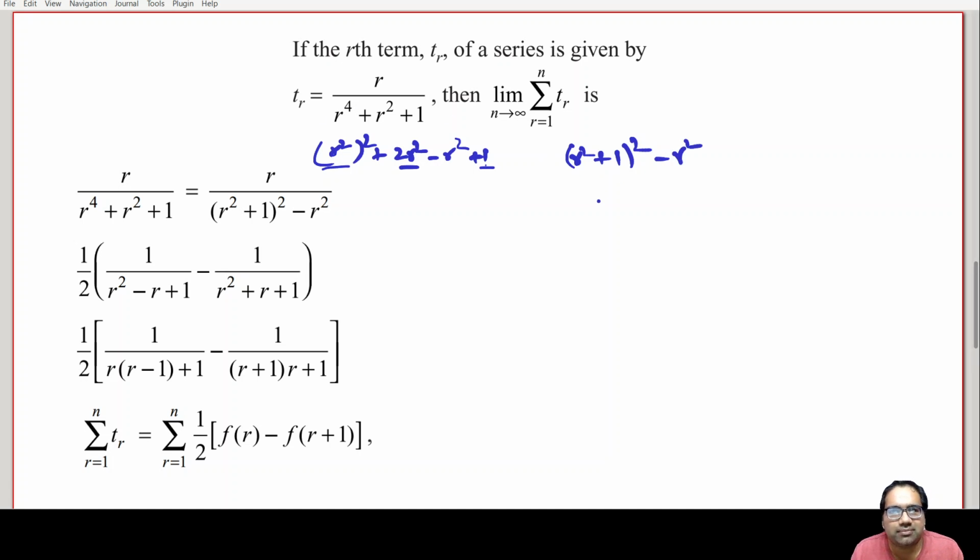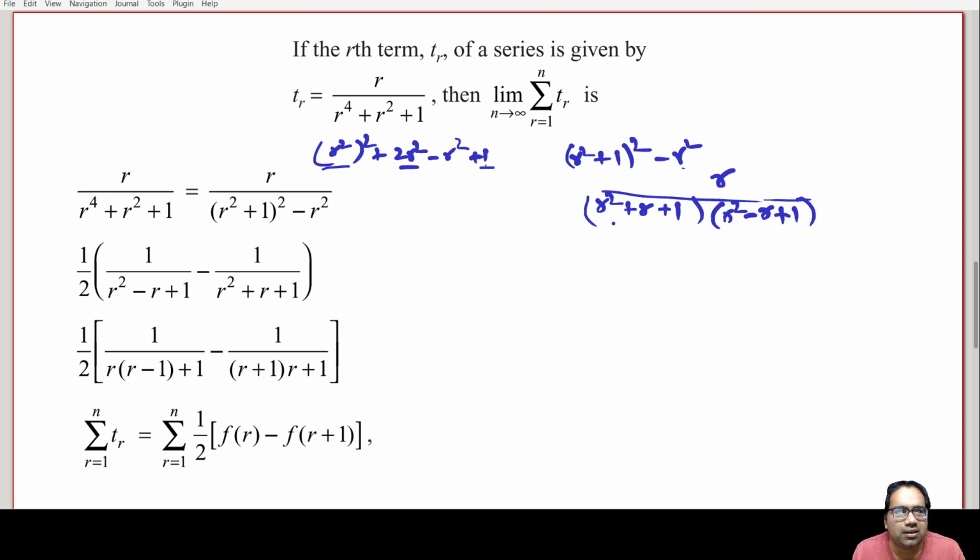Okay, and what does this mean? This means r square plus r plus 1 into r square minus r plus 1. Right, a plus b into a minus b. R square plus 1 plus r, into r square plus 1 minus r. All of this, the numerator will still remain as r. Okay, now here we can still split, right?